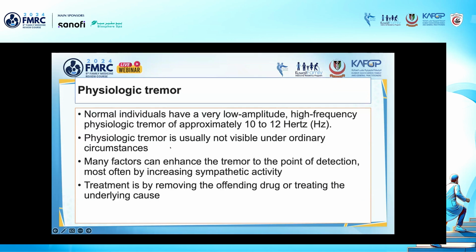Now we'll move to the physiologic tremor. Of course, all of us have a very low amplitude physiological tremor, which is rarely noticeable under ordinary circumstances. Even if you stretch your own hands, you'll see a very fine trembling or tremor of your hands. But this could be enhanced because of increased sympathetic activity. So the treatment is just by removing the offending drug or treating the underlying cause.